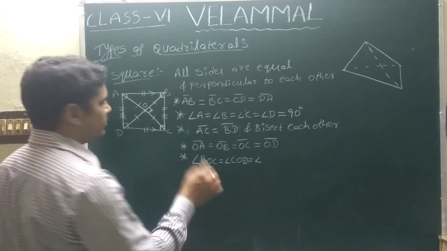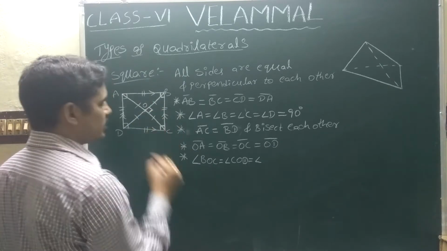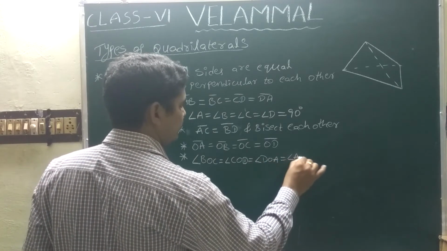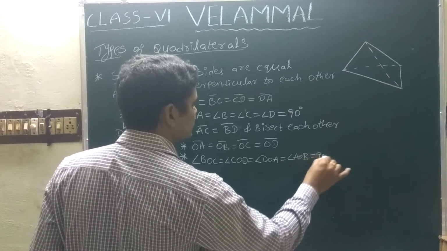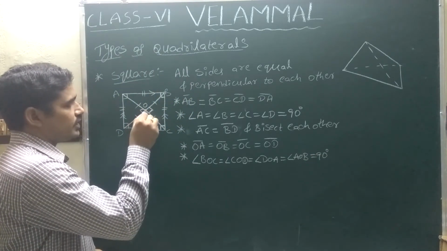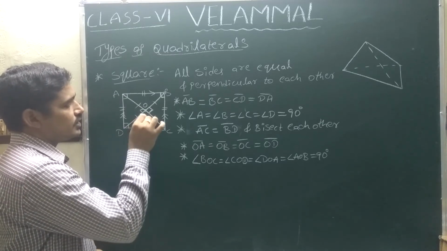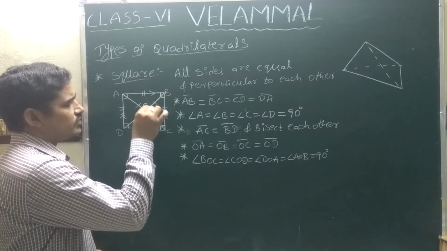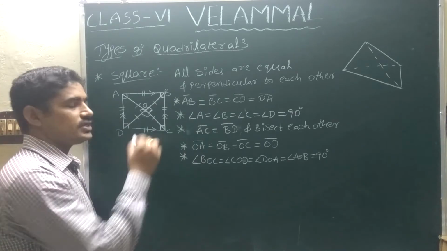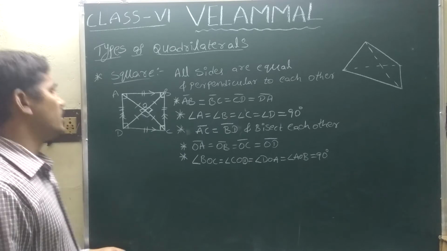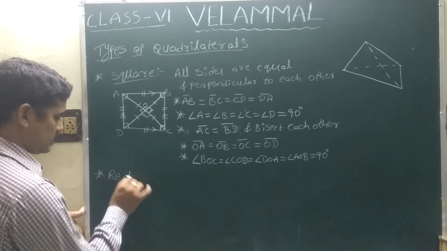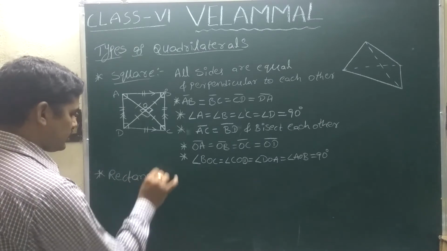So angle BOC is equal to angle COD is equal to angle AOB is equal to 90 degrees. This also will be 90, this one also will be 90, and this one also will be 90. So all angles are equal to 90 degrees. This is about the square. Okay, next we have the rectangle.